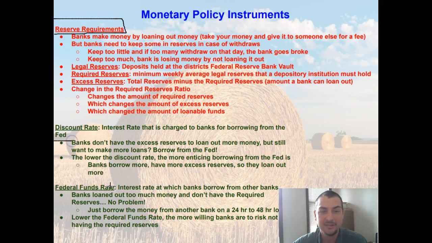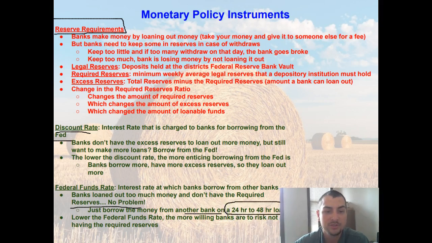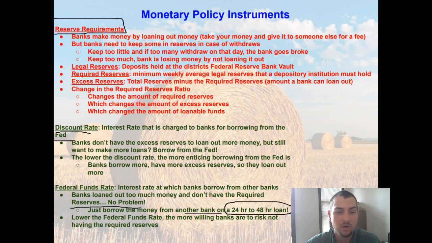The discount rate is mainly meant for you to borrow money to loan out again. But let's say the banks loaned out too much money, and they don't have enough required reserves. Where can they get that money from? They can't borrow it from the Fed, but they can borrow it from another bank on a 24 to 48 hour loan, what's known as a short-term loan.